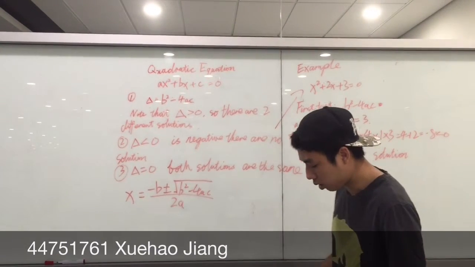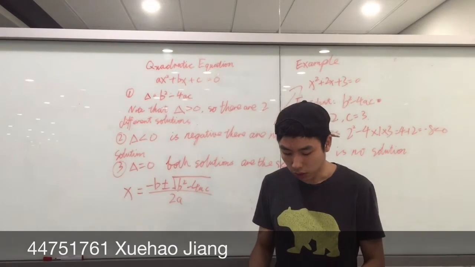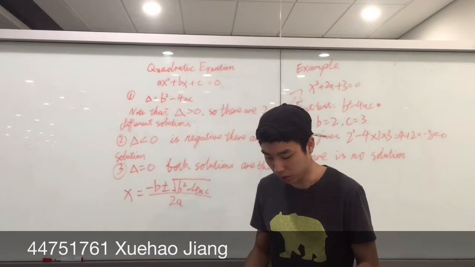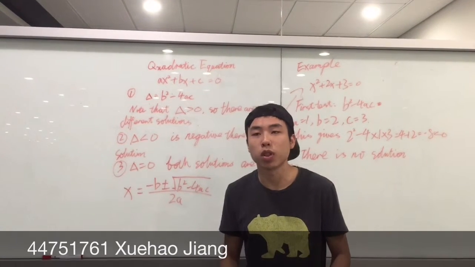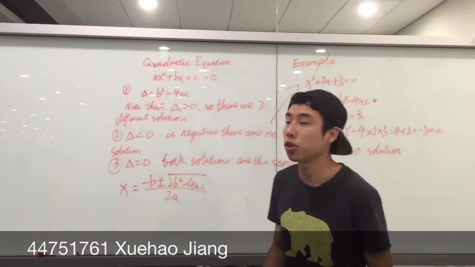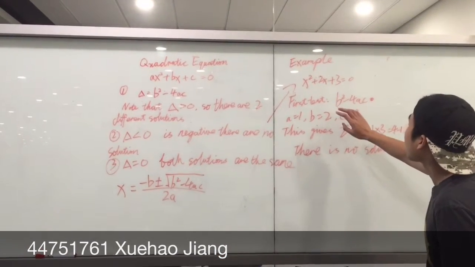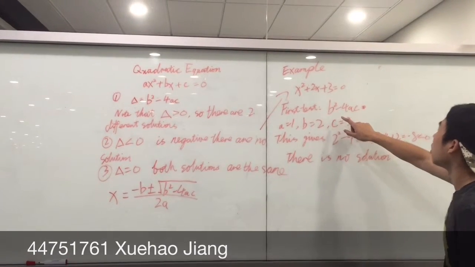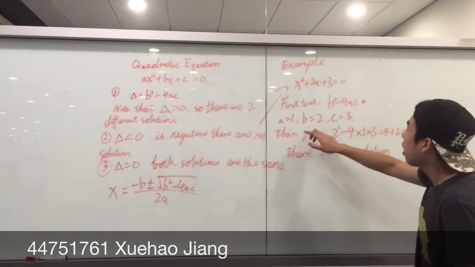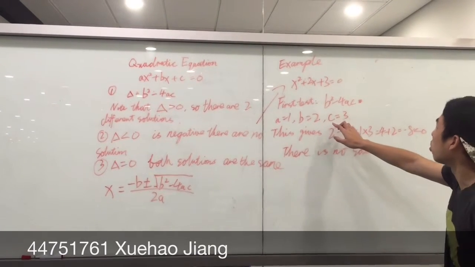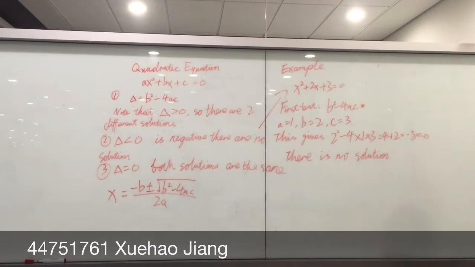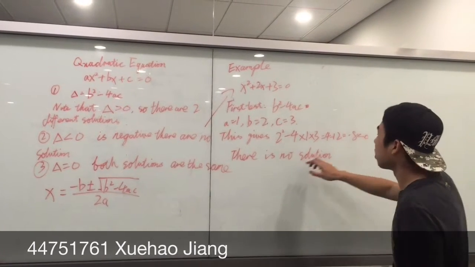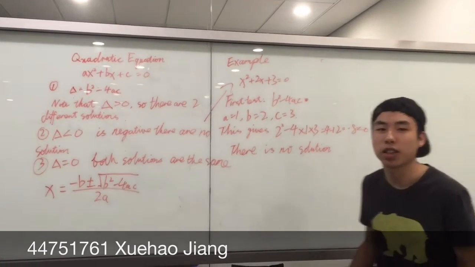So any quadratic equation can be written in the general form ax squared plus bx plus c equal to 0. In this case, we can use the formula of roots to solve the equation. For example, x squared plus 2x plus 3 equal to 0. First step is b squared minus 4ac. a equal to 1, b equal to 2, c equal to 3. This gives a negative value, smaller than 0. So there is no solution.